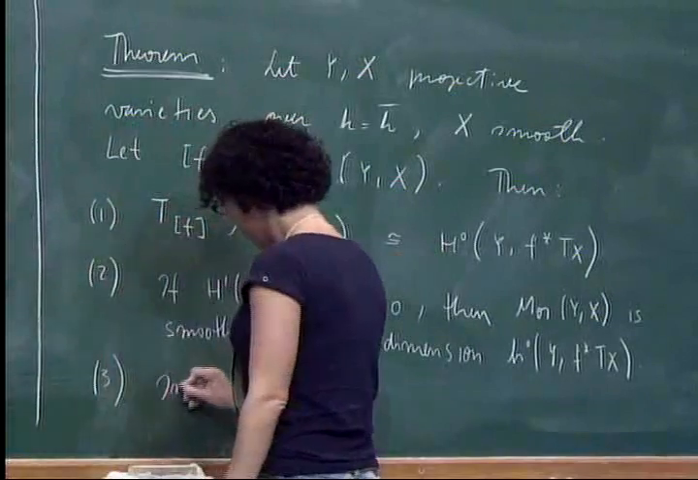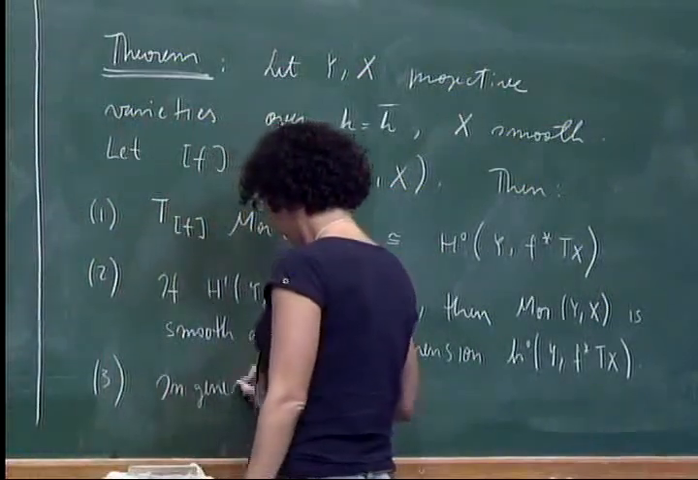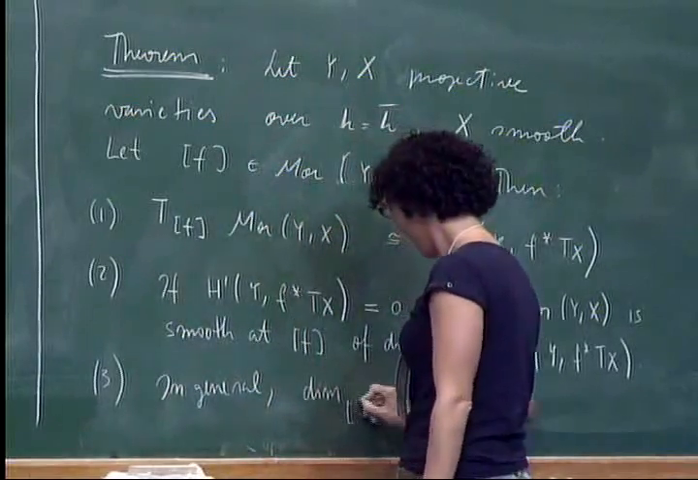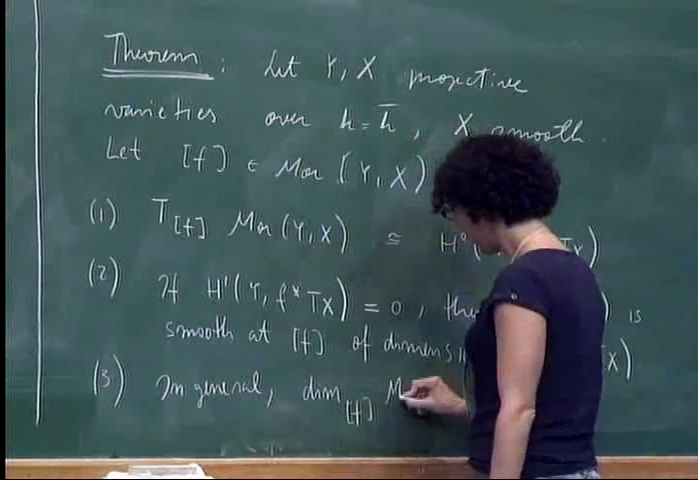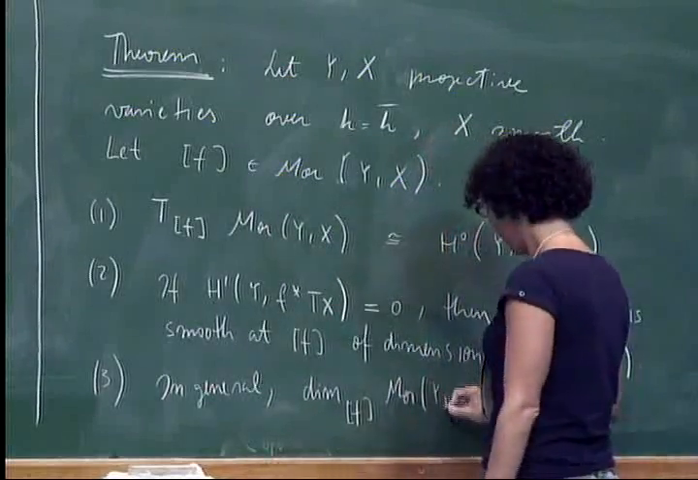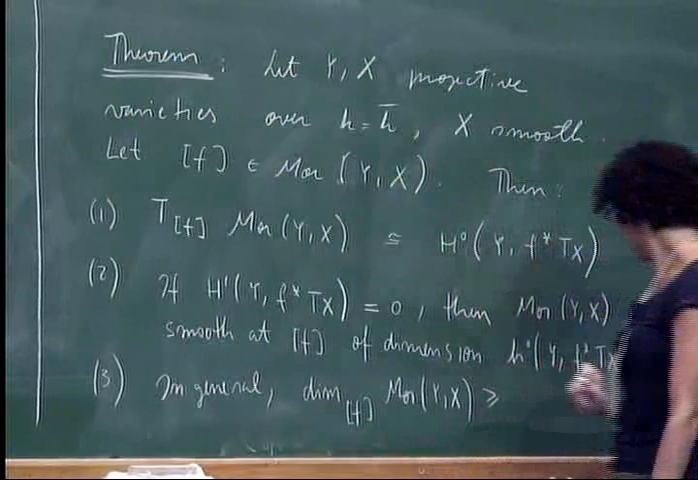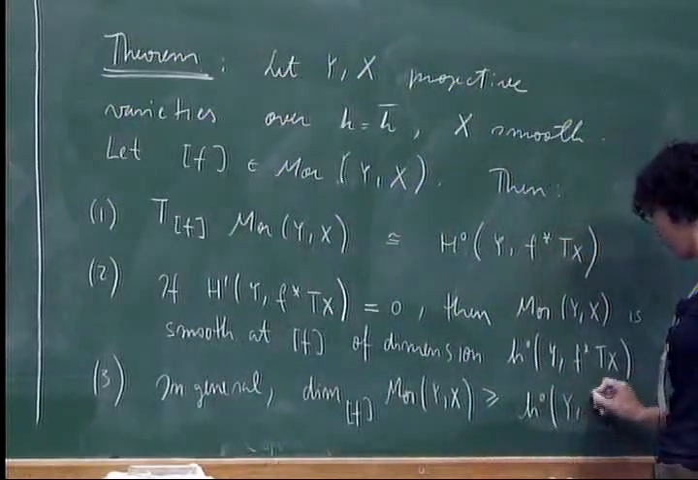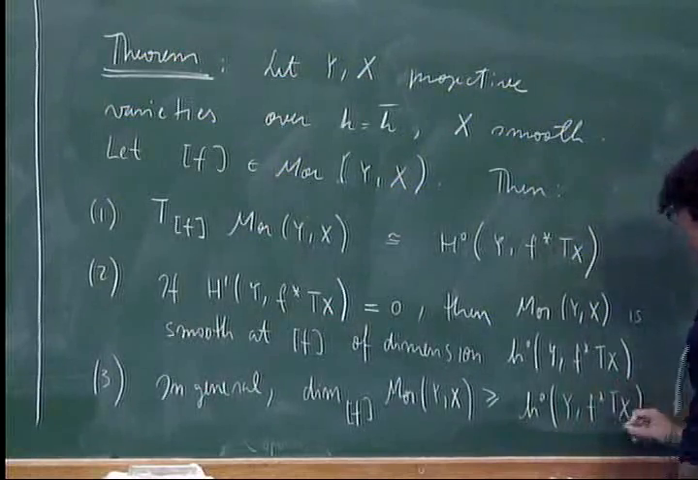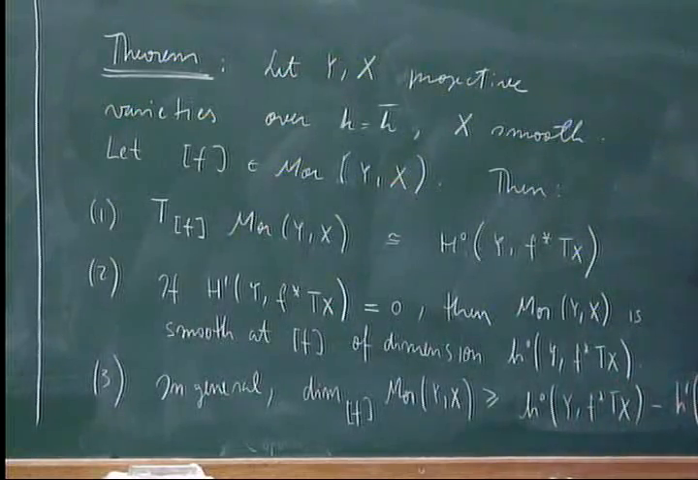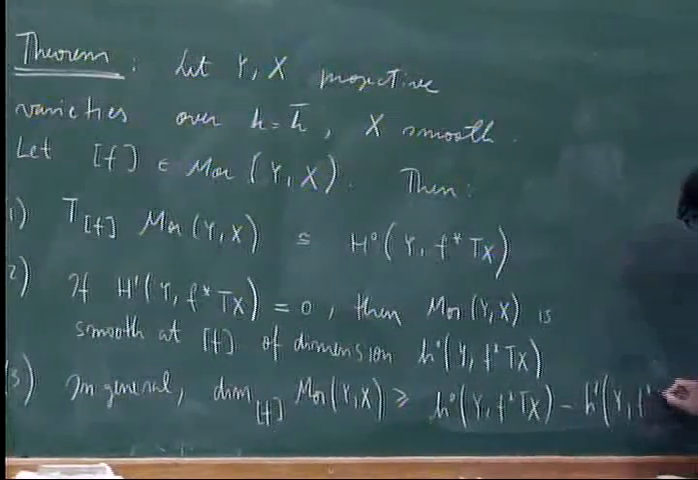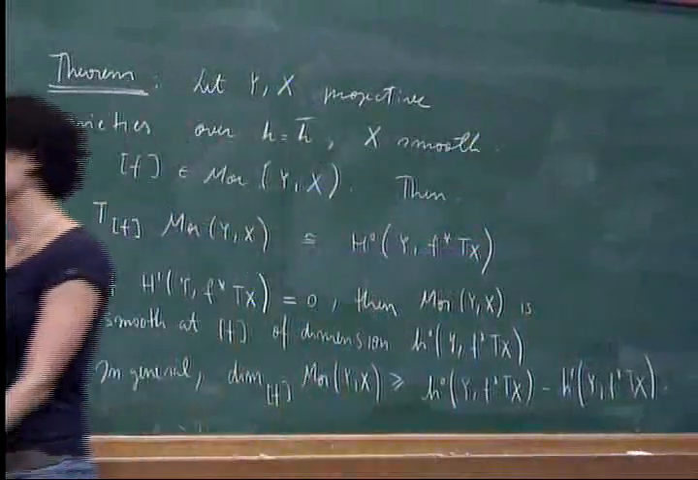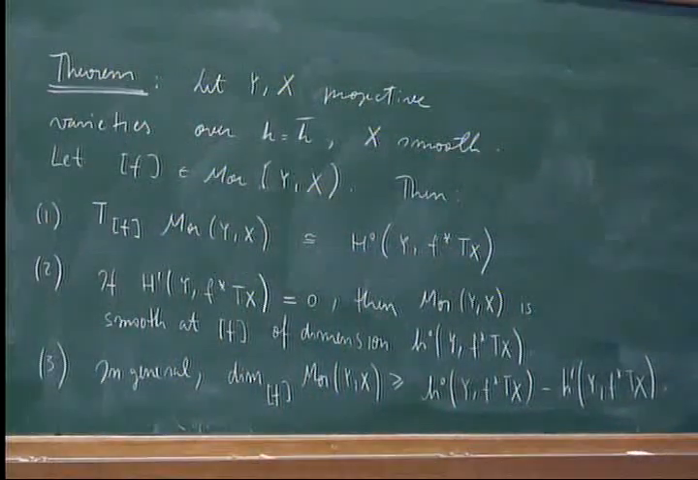But in general, what we have is the following. The dimension at F of the space of morphisms from Y to X is greater or equal than H naught of Y, F pullback of Tx, minus H1 of Y, F pullback of Tx. So at least we have an estimate for the dimension of this space of morphisms.